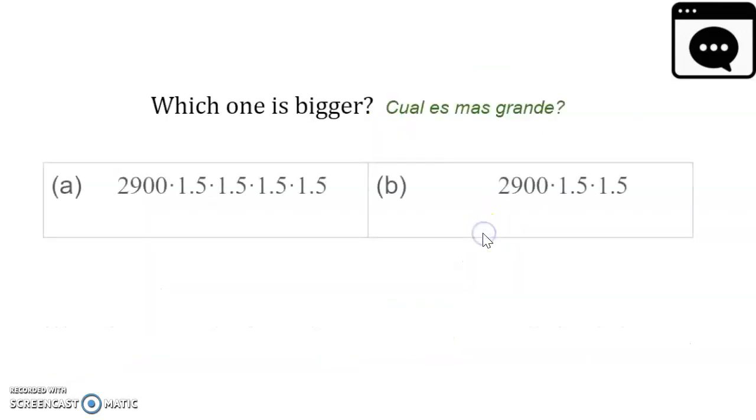Let's try a different one. Okay, how about this one? 2,900 multiplied by 1.5 times 1.5 times 1.5. Okay, so we are multiplying 1.5 4 times here, and here you are multiplying 1.5 2 times. Which is going to be a bigger number? The bigger number is this, because it's going to get bigger by 4 times, whereas this is going to get bigger by 2 times, right? So the proportion is still 1.5, but this is going to get much bigger.